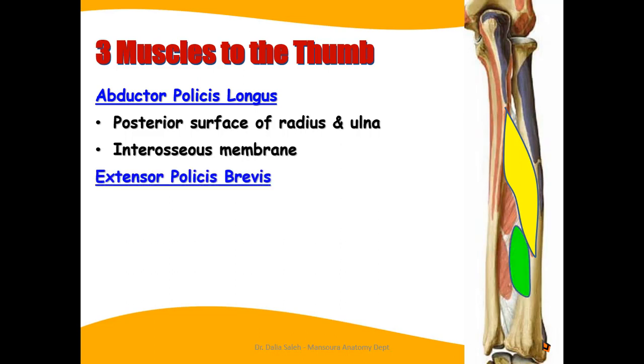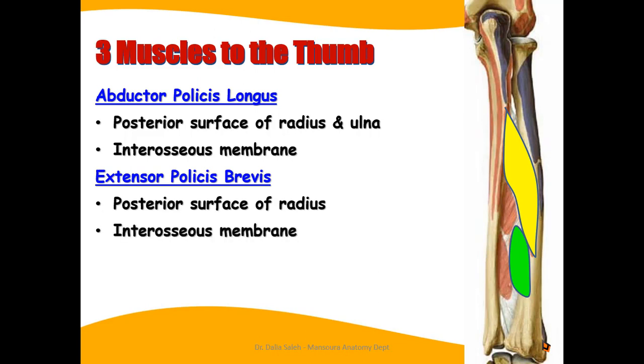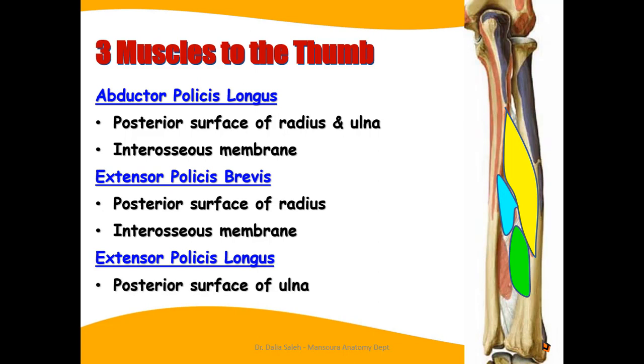The extensor pollicis brevis takes origin from the posterior surface of the radius below the origin of the abductor pollicis longus and also from the interosseous membrane, while the extensor pollicis longus takes origin from the posterior surface of the ulna just below the origin of the abductor pollicis longus and also from the interosseous membrane.